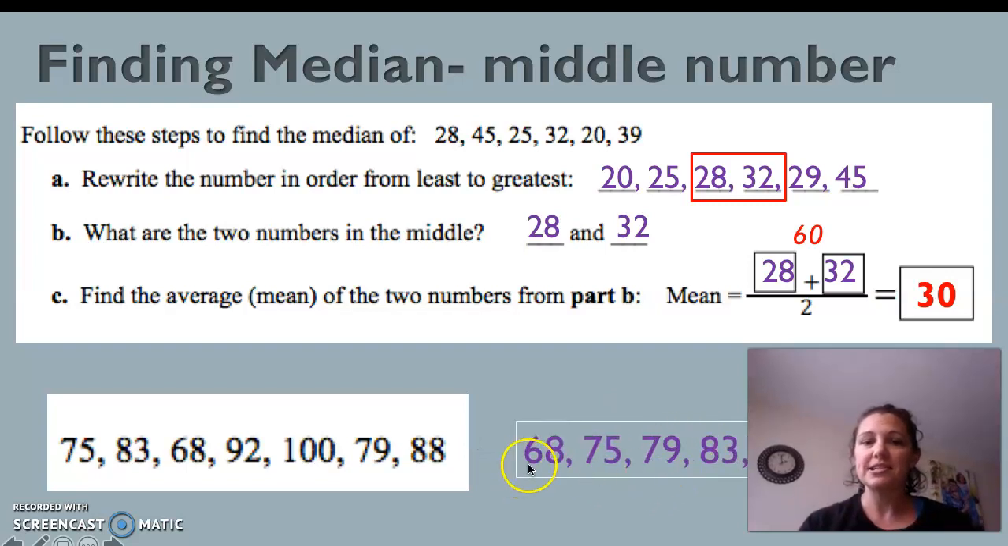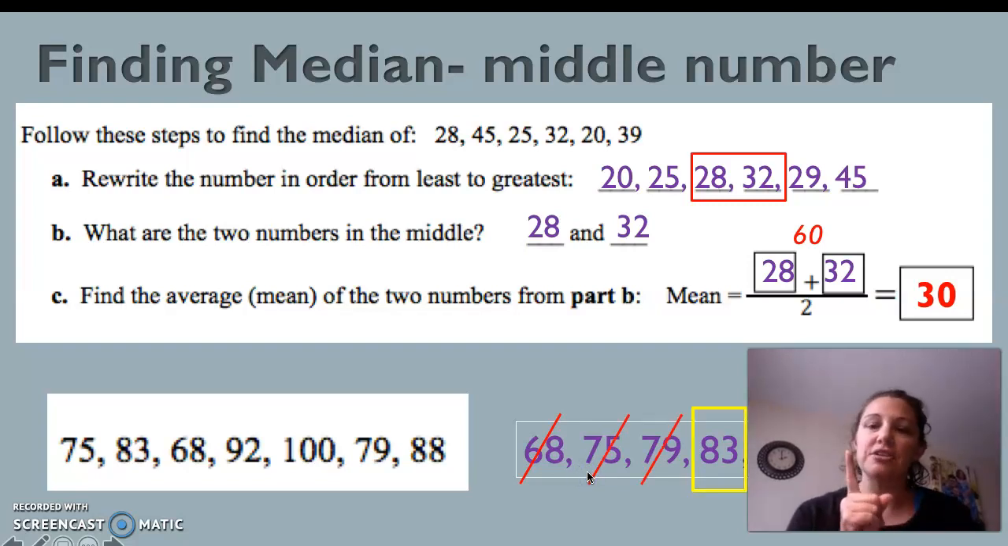And here's our list: 68, 75, 79, 83, 88, 92, and 100. So we're going to go left, right, left, right, left, right, and you will see we have one value in the middle, and that is 83. This is the reason why I like when we have an odd amount of data, because there's only going to be one middle number. So remember, median, middle.